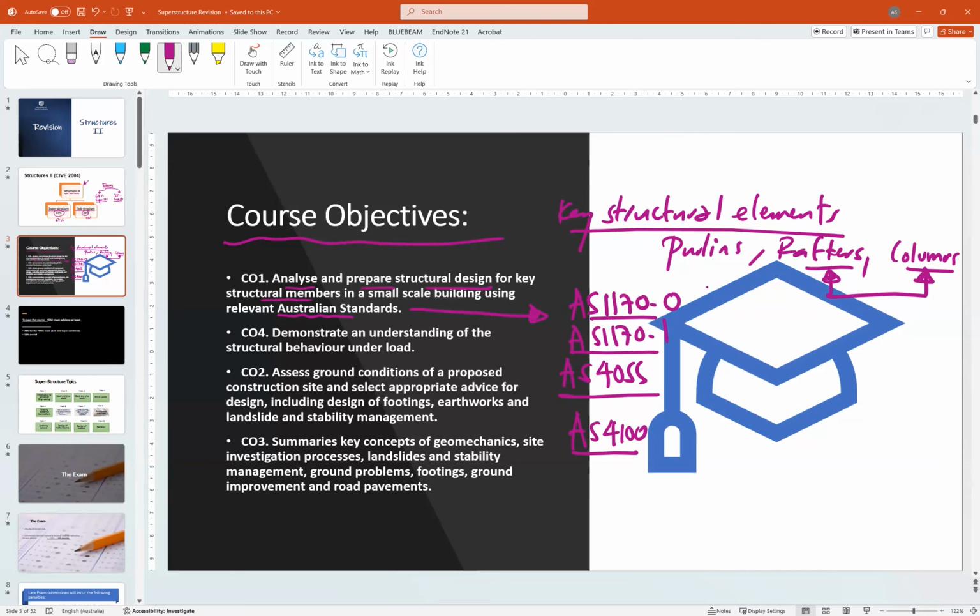Now, CO4 is to demonstrate an understanding of structural behavior under different loads. CO2, we assess the ground condition of the proposed construction site and select appropriate advice for design. So this one is for the substructure part. These first two are for the superstructure part.